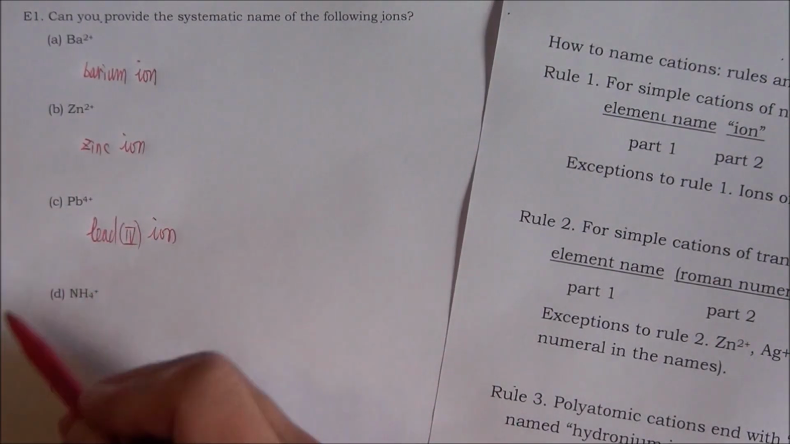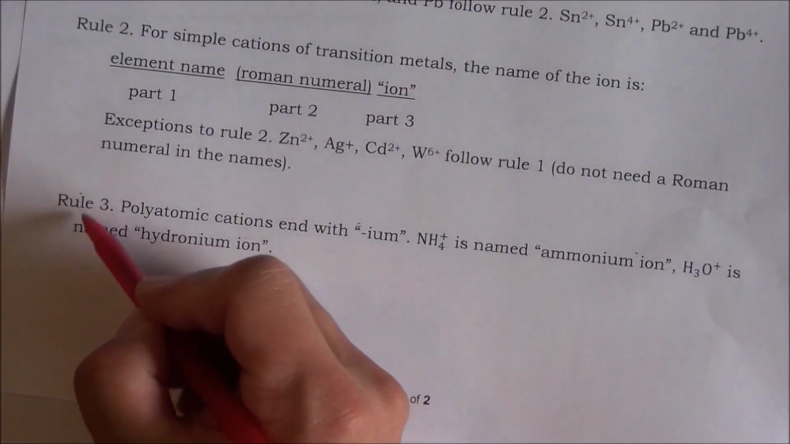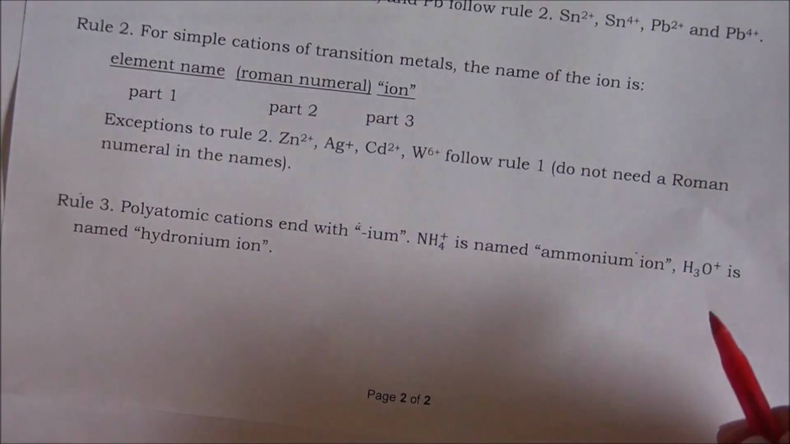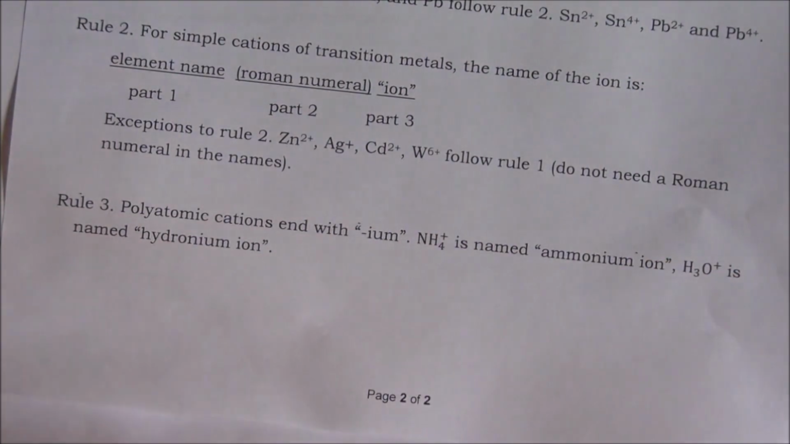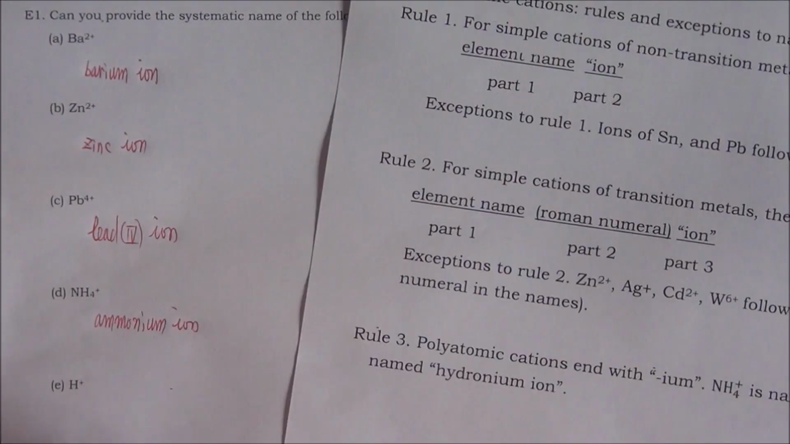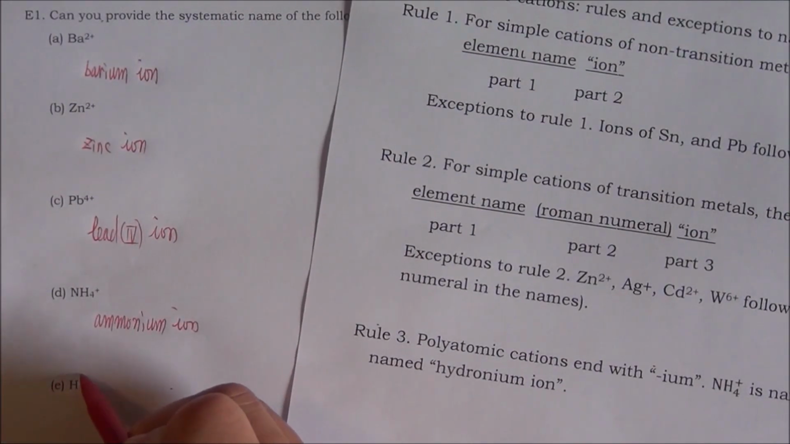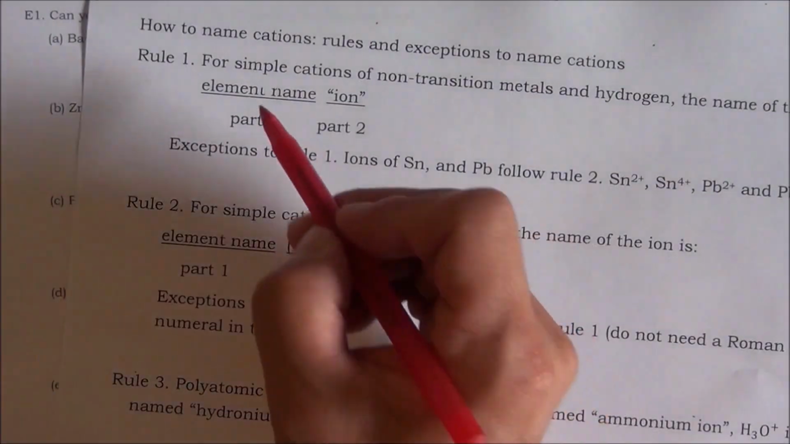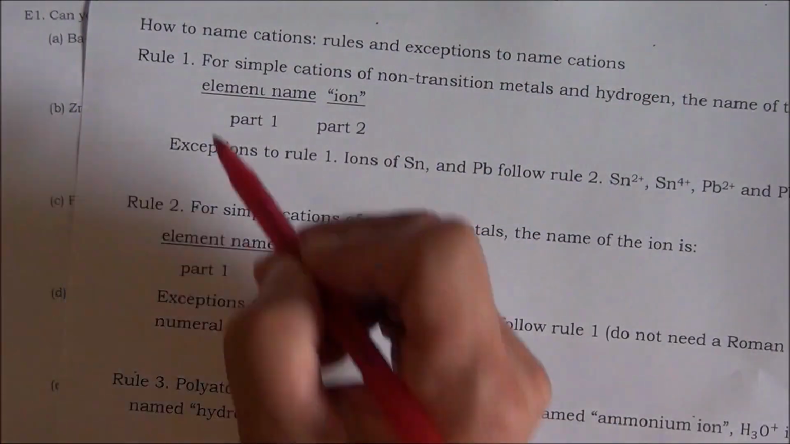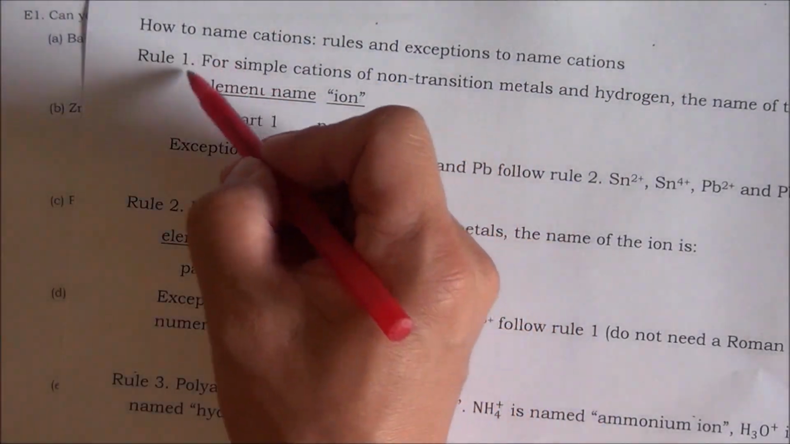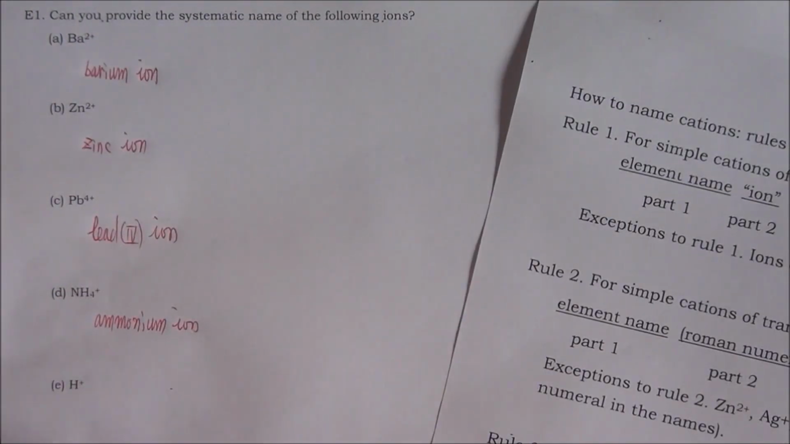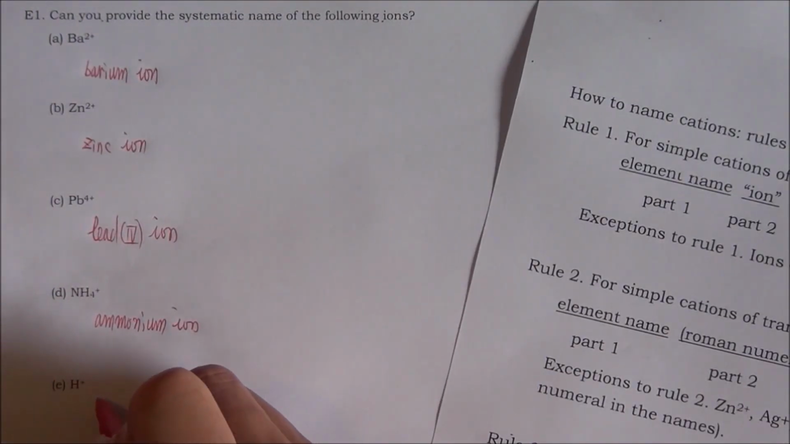NH4+. This is a polyatomic ion. We need to use rule number 3. As I mentioned, we need to remember the names of NH4+ and H3O+. NH4+ is called ammonium ion. One more example, H+. When we name simple cations of non-transition metals and hydrogen, we need to use rule number 1. We should include the element name and ion. Therefore, H+ is called hydrogen ion.